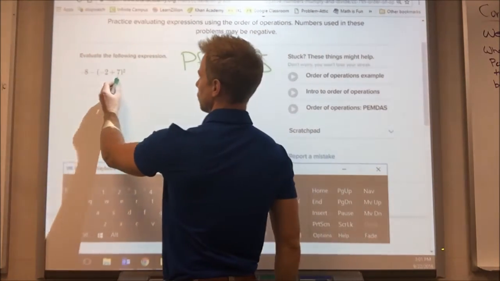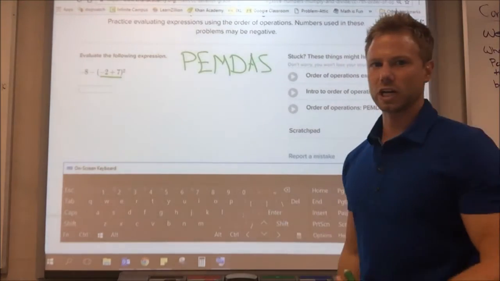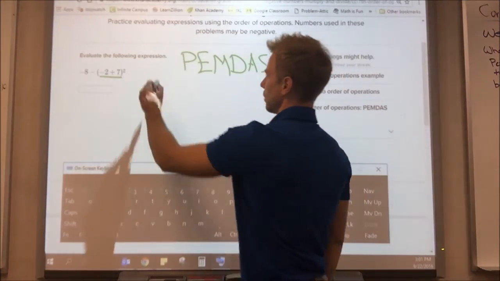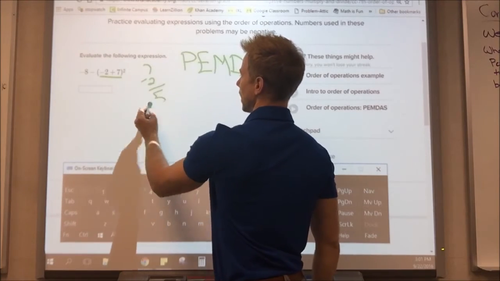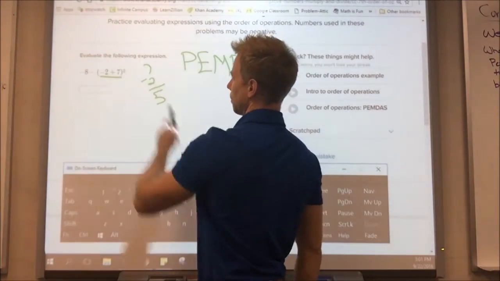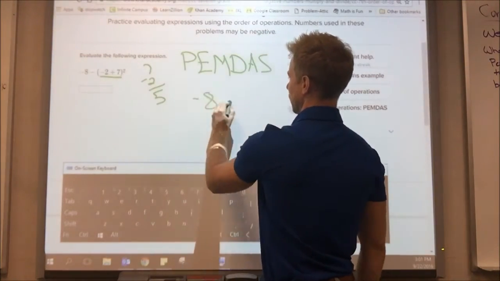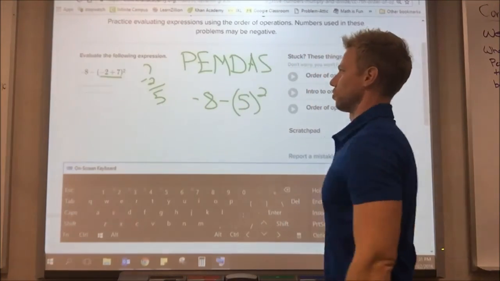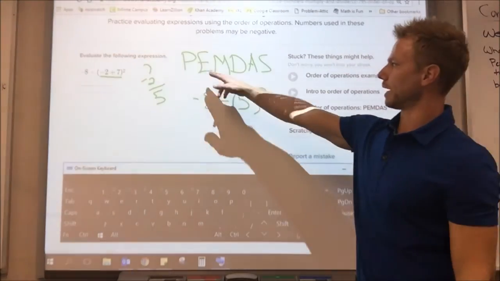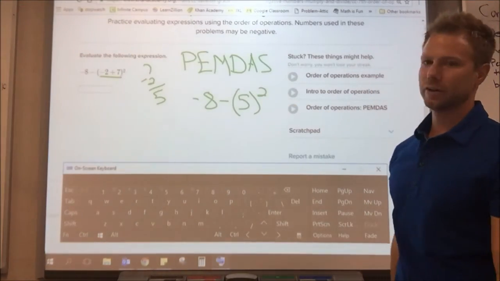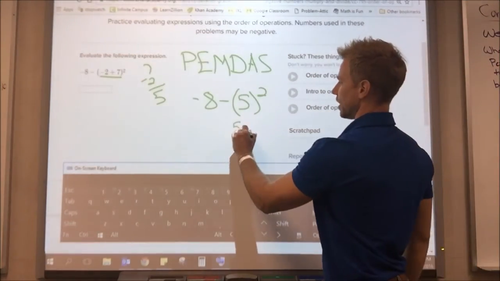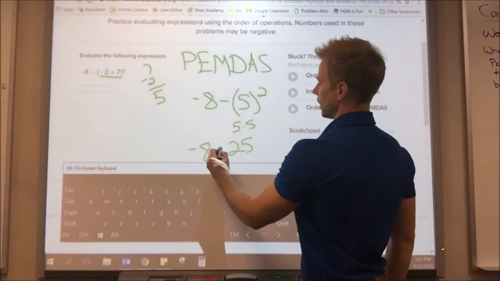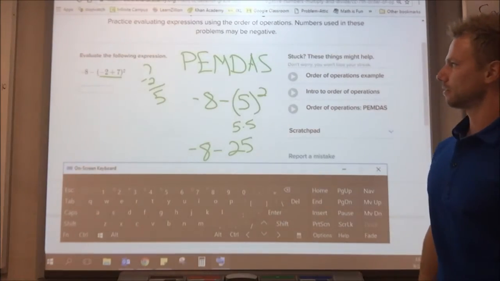So I have a negative 2 plus 7. Those are unlike, so I know I need to subtract. 7 minus 2 is 5. Keep the sign of the bigger number, which is positive. So I have negative 8 minus 5 squared. Then I do my exponents. 5 squared is the same as 5 times 5, which is 25. So I have negative 8 minus 25.